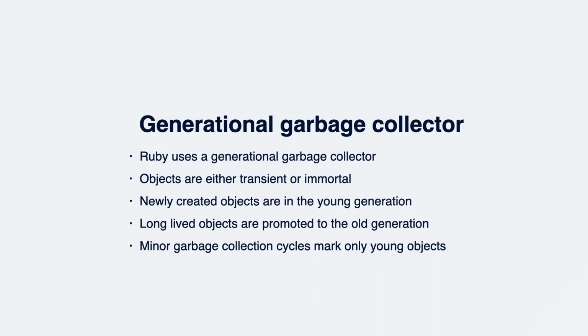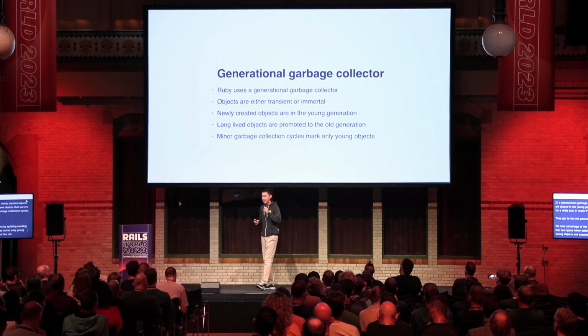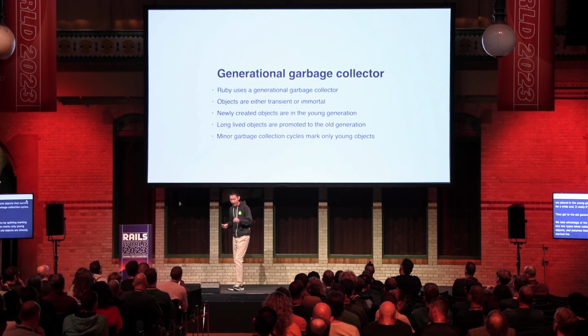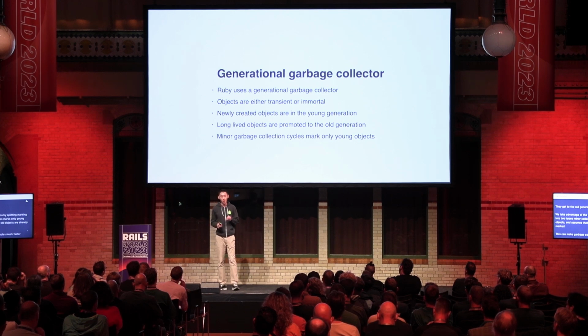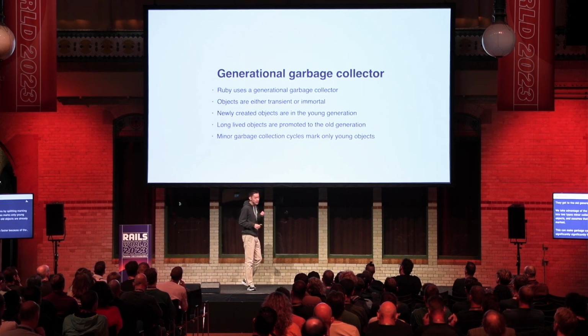Minor garbage collection cycles mark only young objects and assume that all of the old objects are already marked. This can make garbage collection cycles much faster because of the significantly fewer objects that get marked. And because of the generational hypothesis, we should be able to reclaim a large portion of the objects allocated since the last garbage collection cycle.